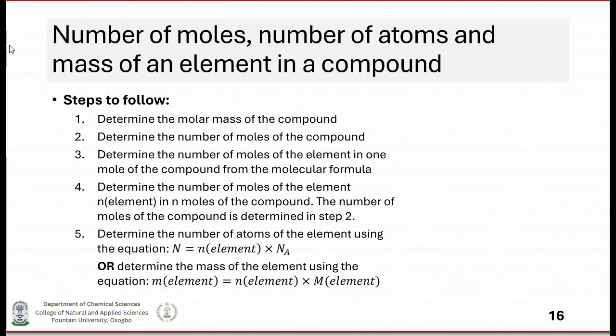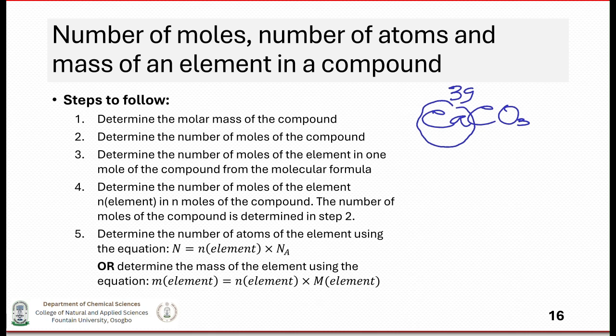So what if you are asked to calculate the number of moles, the number of atoms, or the mass of an element in a compound? We have a compound and you want to determine the number of atoms of that element in it. For example, we have calcium carbonate, CaCO3, and if it is 3 grams of calcium carbonate and you are asked to calculate the number of calcium atoms in it, how do we do the calculation?